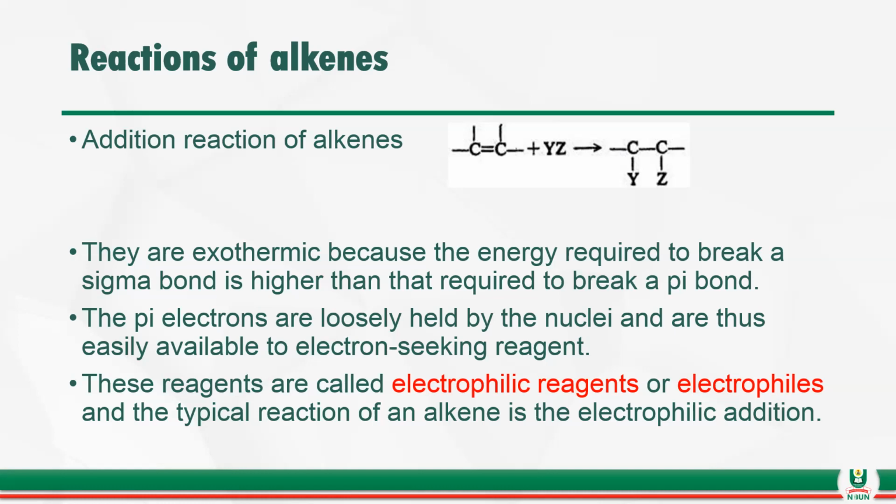Recall that when we discussed the reactions of alkanes, we made mention of the difficulty in breaking a sigma bond, for which alkanes usually undergo free radical reactions. However, in alkenes and alkynes, these free radicals are not part of the major reaction mechanism. And this is simply so because of the presence of a pi bond.